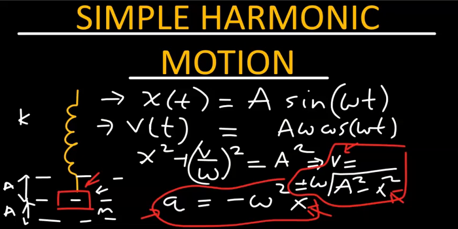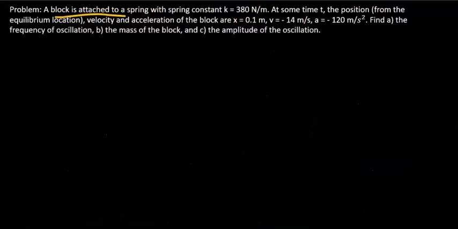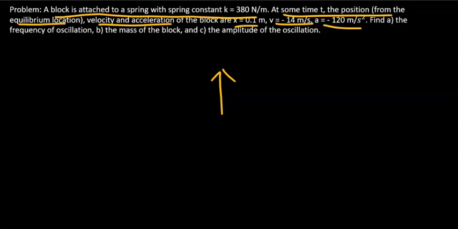Now let's get to the problems. Problem 1. A block is attached to a spring with a spring constant 380 newtons per meter. At some time t, the position from the equilibrium location, velocity and acceleration of the block are given to be x equals 0.1 meter, that is the position. The velocity is minus 14 meter per second. Minus indicates the object is going upward during its oscillation. Acceleration is minus 120 meter per second squared. Find the frequency of the oscillation, the mass of the block, and the amplitude of the oscillation.